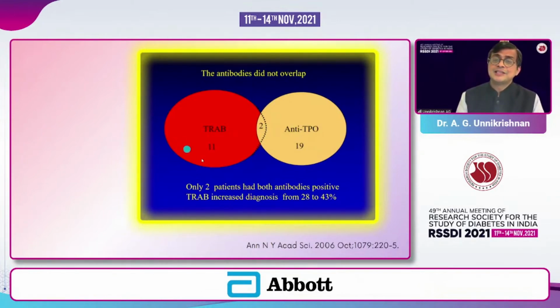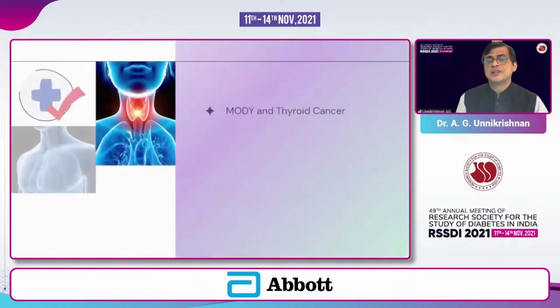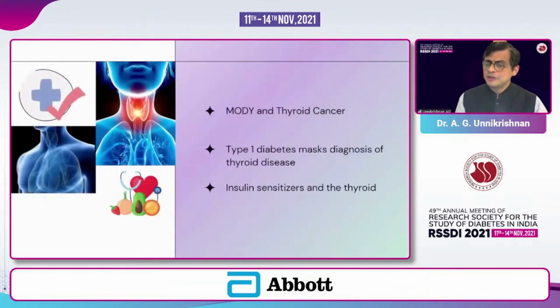And we saw that these antibodies did not overlap. TPO and TRAB identified distinct subsets of patients. Of course, this is a study which requires more research and has a very small sample size. So not very important, but I thought I would discuss it.